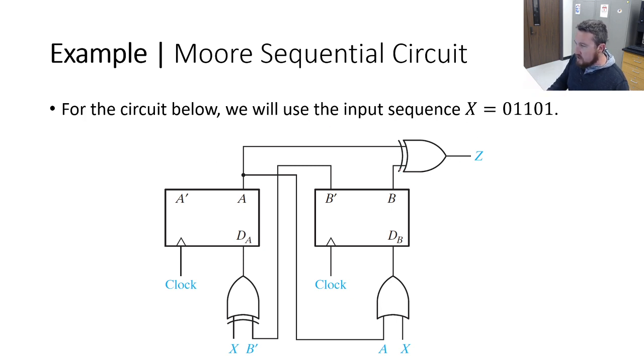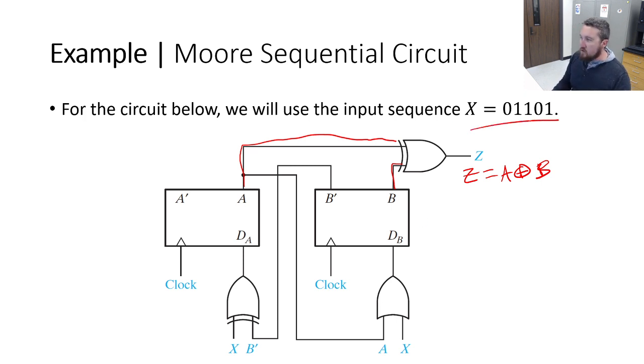So Z here is tied just to B and A, right? Just to the flip-flops. So Z is equal to A XOR B. That makes it a Moore machine, because X, our input, has no direct effect on Z. It's not tied to Z directly. And we're going to work through this sequence: X equals 0, 1, 1, 0, 1.